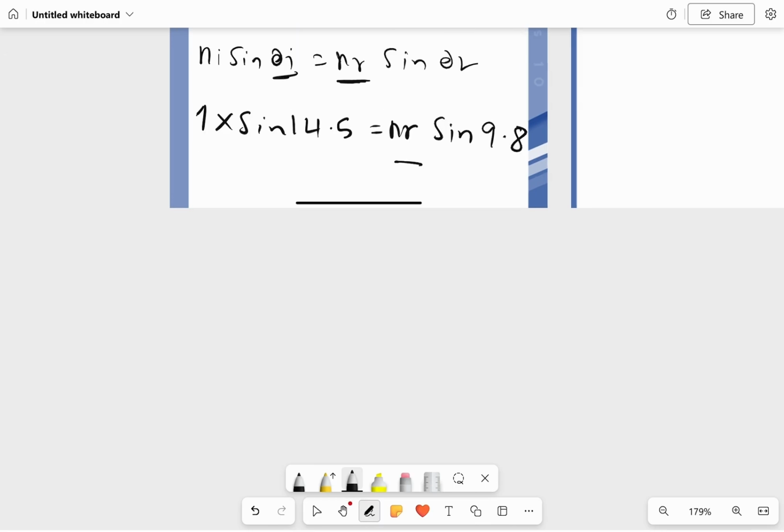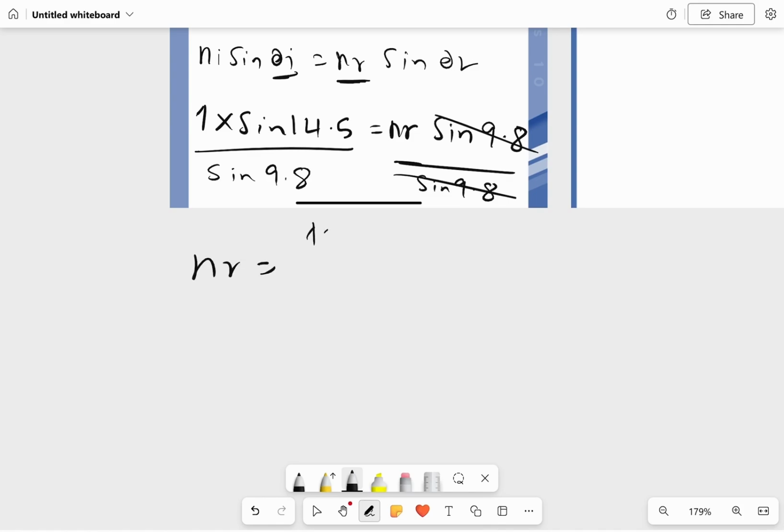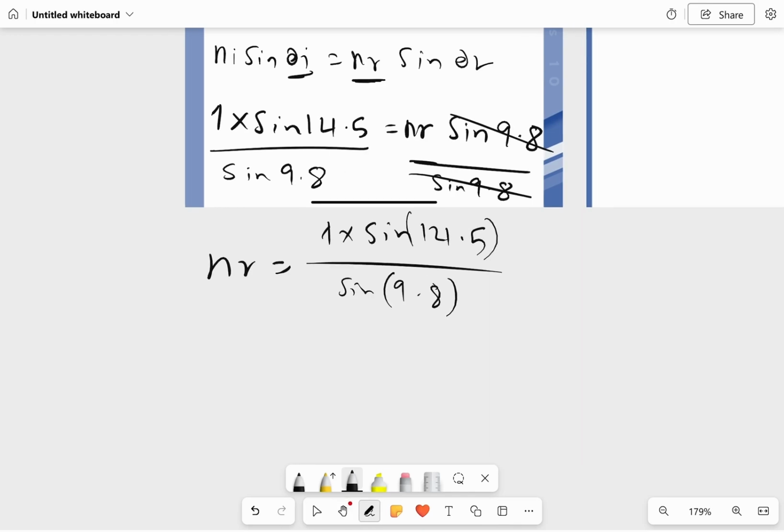I'm trying to find this. So we divide all of this by sine 9.8 and then divide the other side too by sine 9.8. It cancels. NR is equal to 1 times sine 14.5 divided by sine 9.8. By the way, when you do this in a calculator, make sure to put the sine in a bracket, so you don't mix the values.